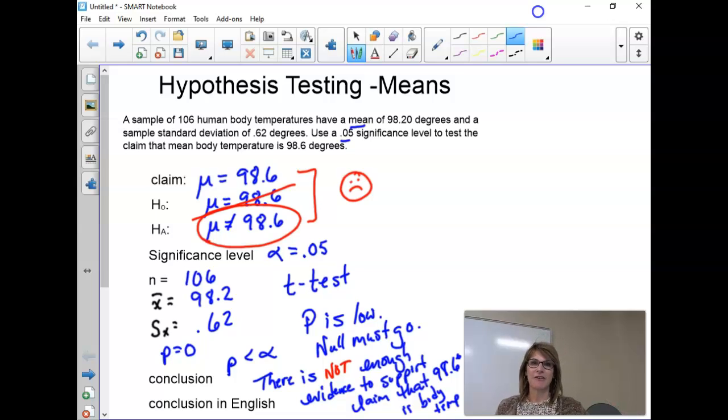Okay, alright, so I hope that went okay, and just be very careful writing your null and your alternative, and at the end you don't ever say, I have proved that temperature is 98.6. We can't say that. We can't say there is a chance that it's 98.6. There either is enough evidence to support the claim or there's not enough evidence to support the claim. But don't say prove.